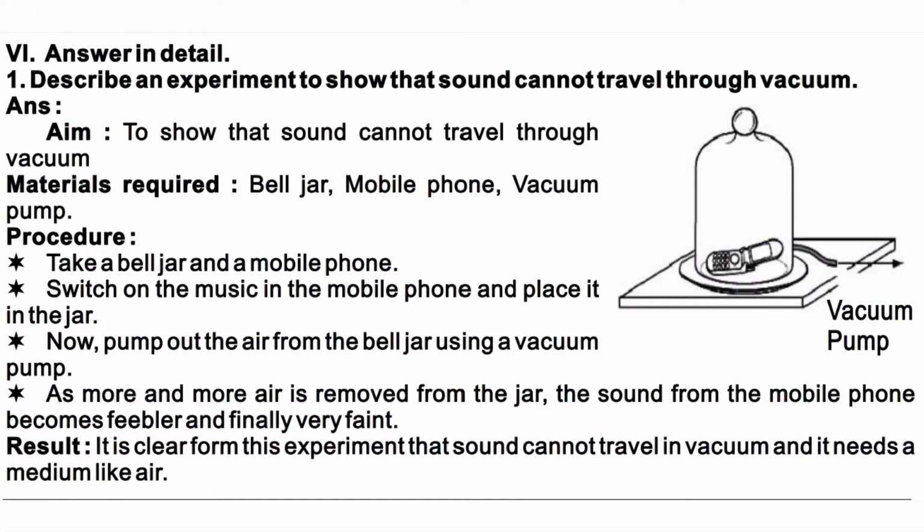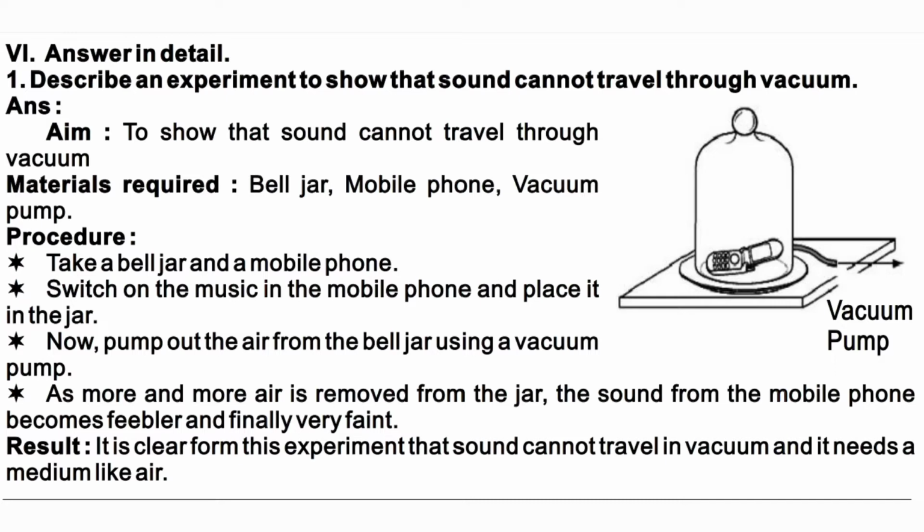Answer in detail. Describe an experiment to show that sound cannot travel through vacuum. Answer: Aim: to show that sound cannot travel through vacuum. Materials required: bell jar, mobile phone, vacuum pump.